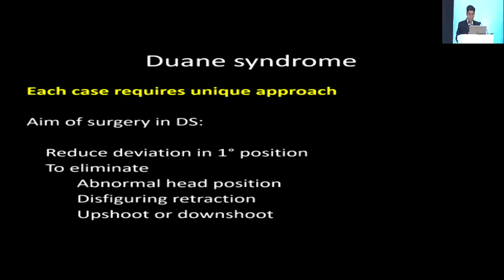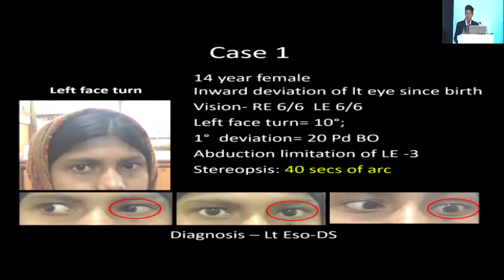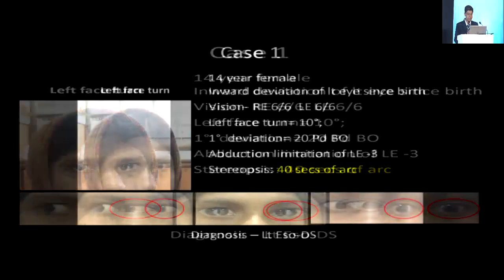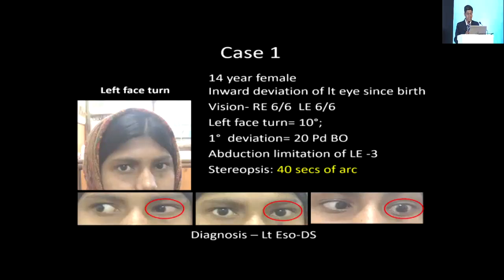We need to remember that our aim of surgery can be to reduce the deviation in primary gaze, to eliminate the abnormal head posture that the patient may have, and the disfiguring retraction that may be there, with or without the presence of upshoots. So we'll just run through a few cases. This is an ESO-Duane's. You can see the narrowing of the palpebral fissure and the abduction deficit. Good stereopsis, so an ESO-Duane's.